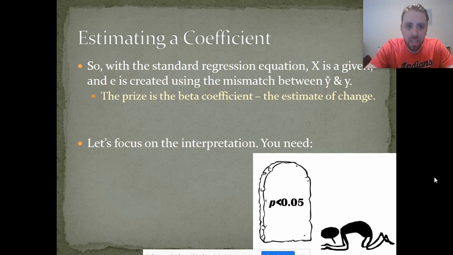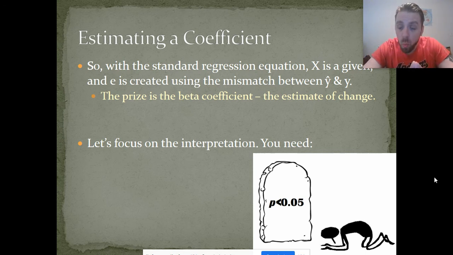The real prize here, though, with that standard regression equation, x is a given. So you'll be given x. You will be given y, obviously, and e is created by estimating the mismatch, or the difference, between y and predicted values of y. Where does y hat come from? Well, it comes from x. You're using values of x to predict values of y, and then y hat is never perfectly predictive of y, hence the error term. Here's what we really want. What sociologists care the most about is the beta coefficient, because that is the estimate of change here.